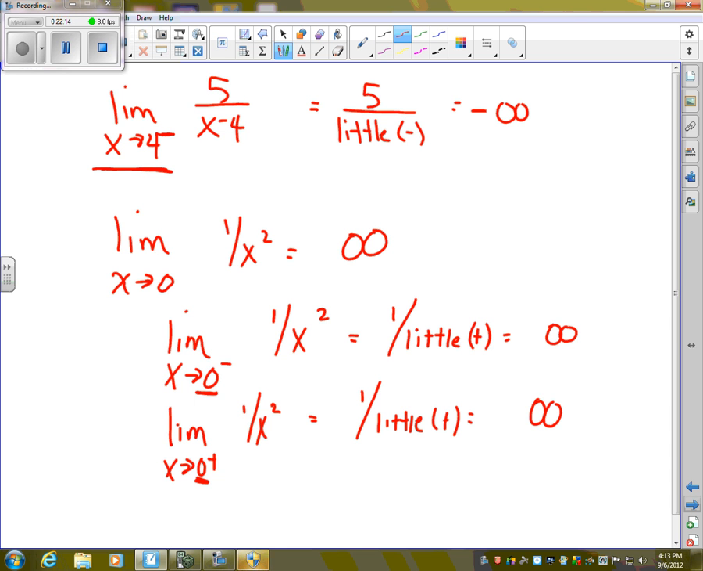It's approaching infinity. And again, graphically, here's what's happening. As x approaches 0 from the left, the graph's going up. And as x approaches 0 from the right, the graph is going up. So it looks more like that.